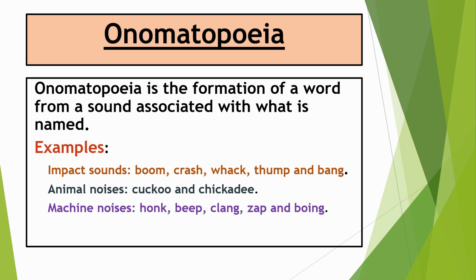Okay, moving on, onomatopoeia. Onomatopoeia is the formation of a word from a sound associated with what it is named. As we hear a number of sounds in our surroundings, and when we convert those sounds in the form of different alphabets or in the form of some written word, it is called onomatopoeia. As there are different sounds, impact sounds: boom; animal sounds: cuckoo; machine noises: honk, clang, zap and booing.